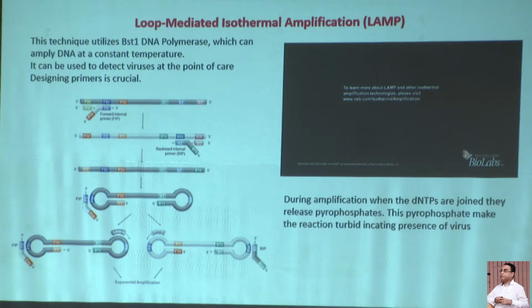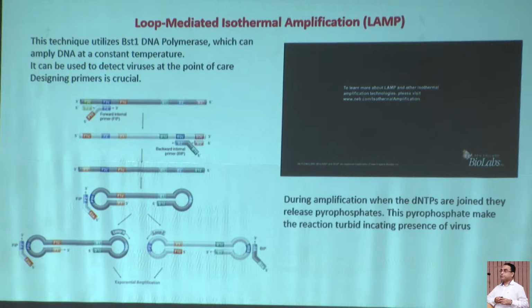Because if the virus is there, it will give you turbidity. If the virus is not there, it will not give you turbidity, because virus being there means amplification is taking place. So you don't need to do further analysis by gel electrophoresis and other things. You can just, by seeing, tell the detection of the virus. So this is a kind of on-site detection method.